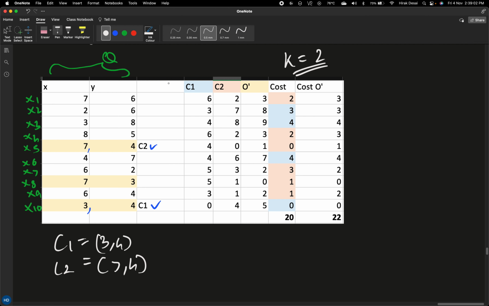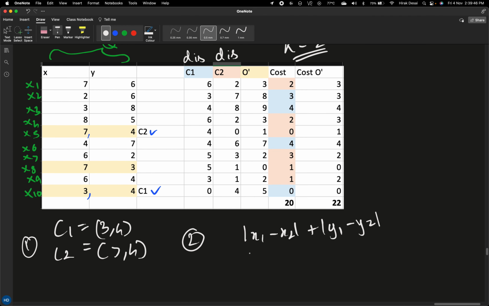Okay, now everything goes in order. This is step 1 done. Now what is step 2? Step 2 is to calculate the cost. To calculate the cost, we need to find the dissimilarity. How do you calculate the dissimilarity? The formula is simple. To calculate these two values, that is dissimilarity for C1 and for C2, the formula is x1 minus x2 plus y1 minus y2.